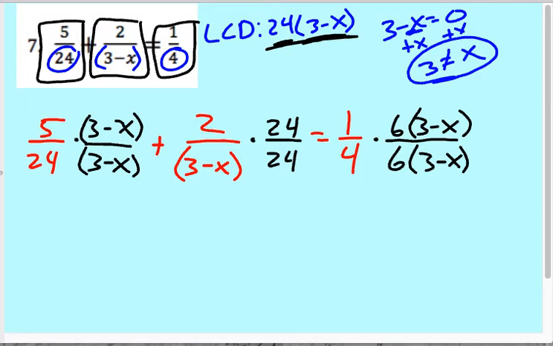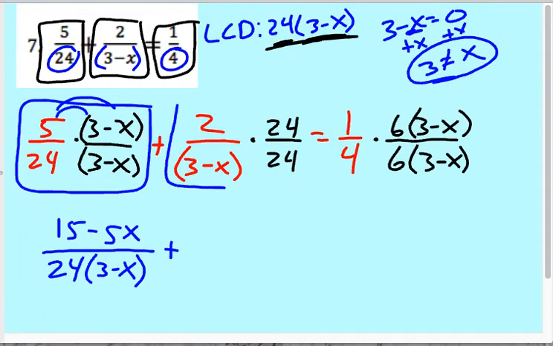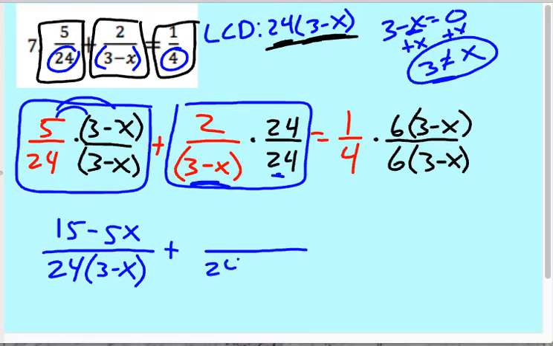Incredible. So, right here, working with this bad boy, let's distribute the 5 through. We're going to get 15 minus 5x all over 24 times 3 minus x. I'm not even going to multiply that out in the denominator. Plus, what do we get from this fraction? Denominator is the same. We got 24 times the 3 minus x.